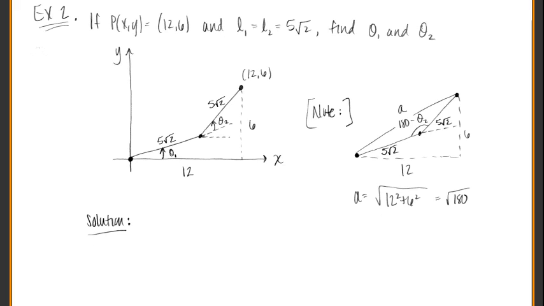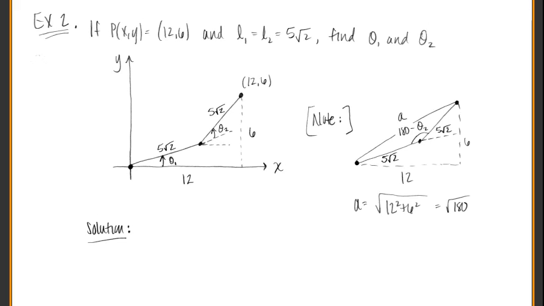Example 2. Well, in this example, we're going backwards throughout this. They're giving us our final point that we're eventually going to land at, which is (12, 6) with those two arms. And what we know is we want to find, in addition to knowing the arm lengths are both the same. It's 5 square roots of 2 and 5 square roots of 2.